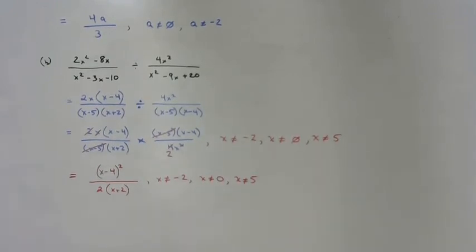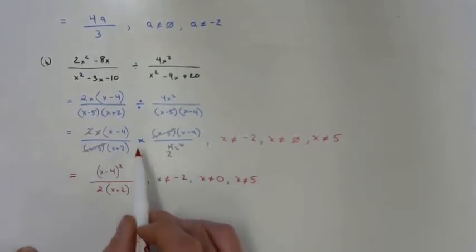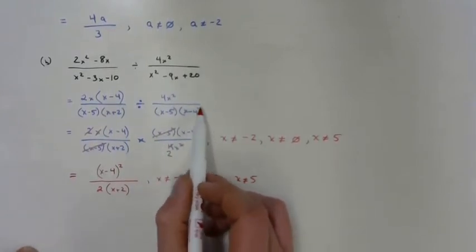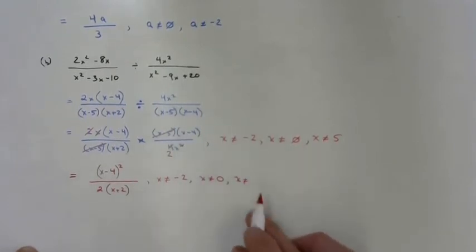Okay, we caught an error. We missed that restrictions come from any denominator along the way. So I only did the restrictions from after we found the reciprocal of our second rational expression. But this is a restriction that needs to be included. X can't be 4.